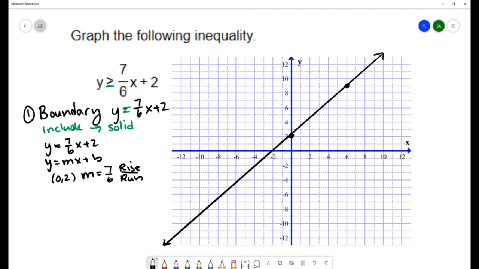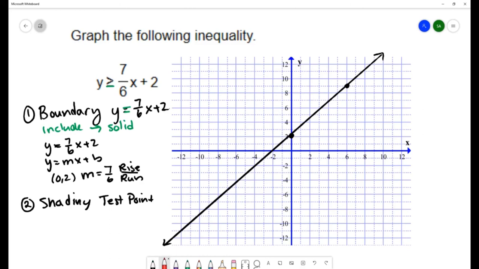Now, the second part of graphing the inequality will be the shading. The shading is going to be on either the upper part of the plane, what's above the line, or the lower part of the plane, below the line. And we have to figure out which side to shade on, so we choose a test point. There's only one rule with the test point, and the rule is that it cannot be on the boundary line. So any ordered pair you want, anywhere in the plane, as long as it's not on the boundary line.